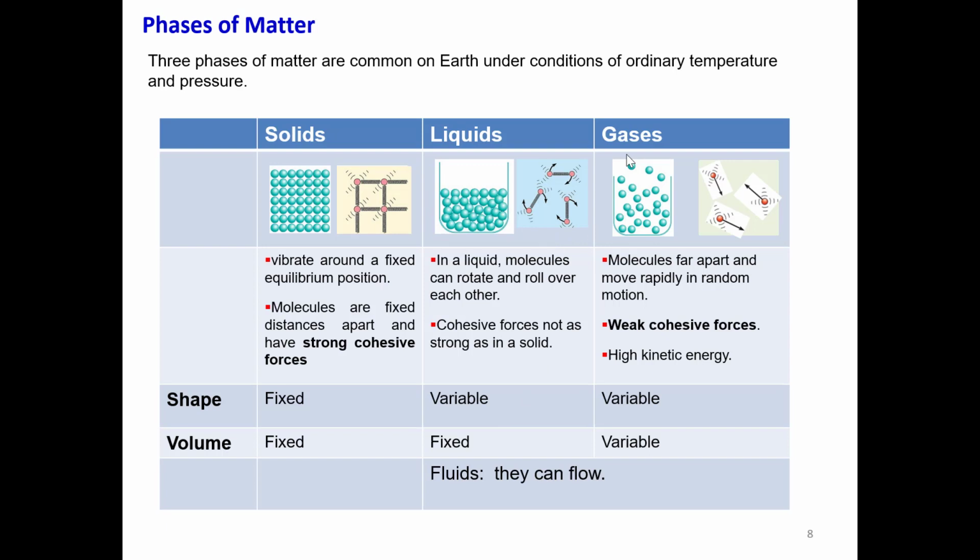Now what happens if we add more heat or more energy to that substance? Now the molecules will have high kinetic energy. They can vibrate, they can translate larger distances compared with the size of the molecules, and they can rotate. Because they move faster and have high kinetic energy, the shape and the volume in gases are variable.